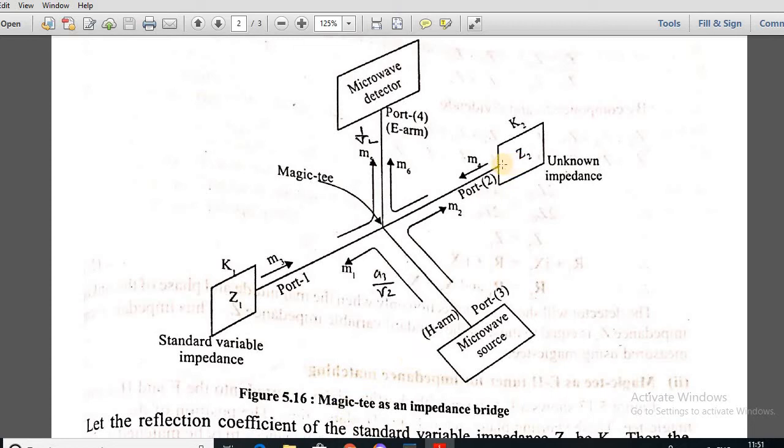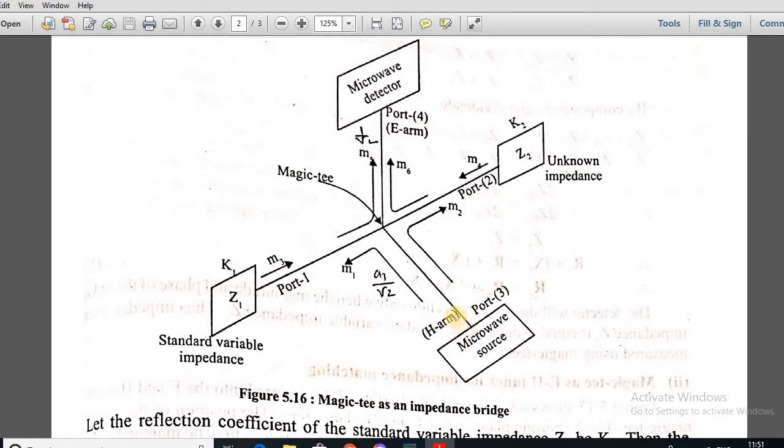Now this M4, the reflected quantity coming from port 2, gets divided equally between port 4 and port 3, but the output at port 4 is 180 degrees out of phase, so we get minus 1 divided by root 2 times M4 at port 4 and plus 1 by root 2 times M4 at port 3. We are concerned only with the component going into port 4, so I will say M6 is equal to minus 1 by root 2 into M4. So this part is done.